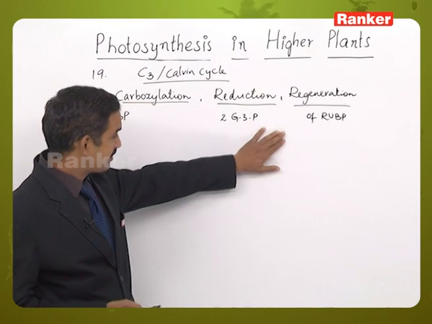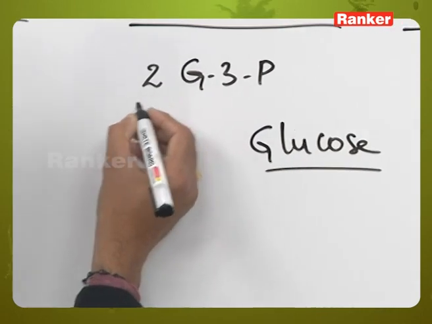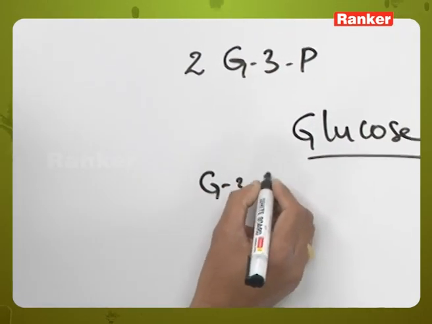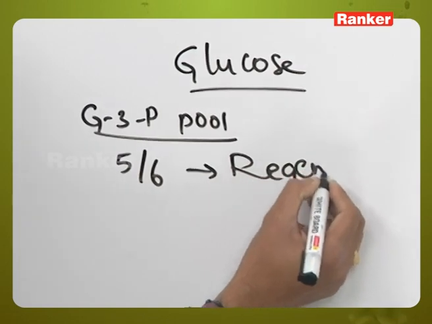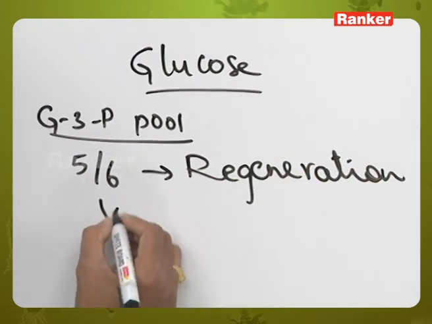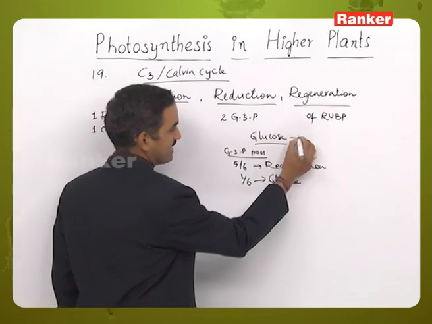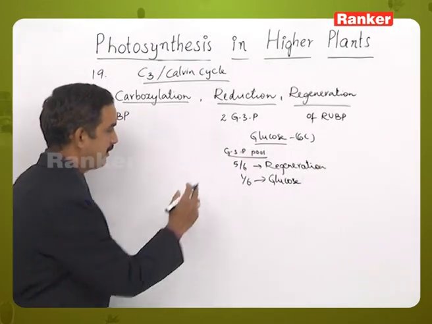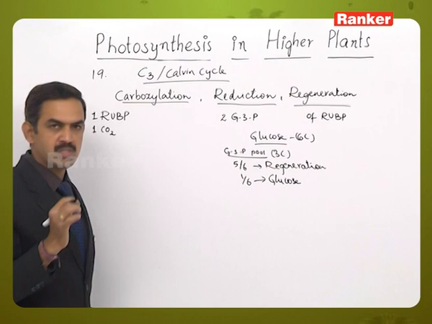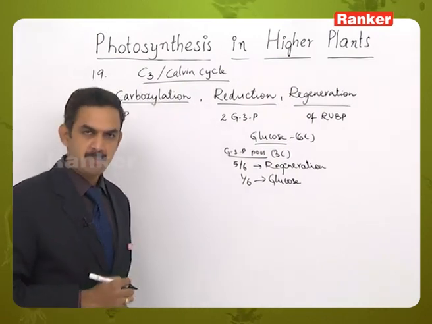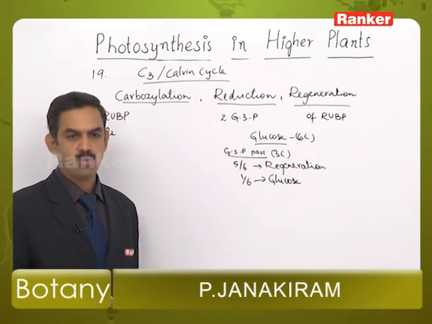But in the process the glucose molecule has to be produced. In the reduction phase we know that a G3P pool will be formed. Out of this, 5/6 are useful for regeneration of RuBP, while 1/6 is used in production of the glucose molecule. As we know, glucose is a 6 carbon molecule, and each G3P is a 3 carbon molecule. That means to produce one glucose molecule, at least 2 G3Ps of the G3P pool have to participate in the production of one glucose molecule.